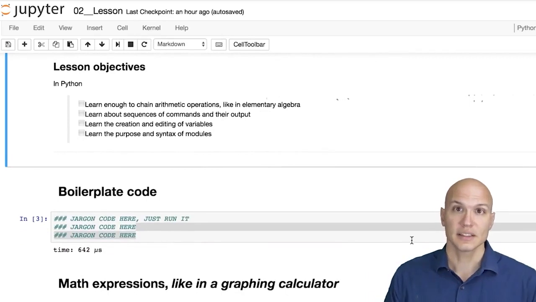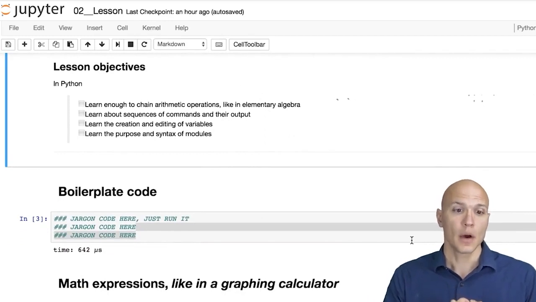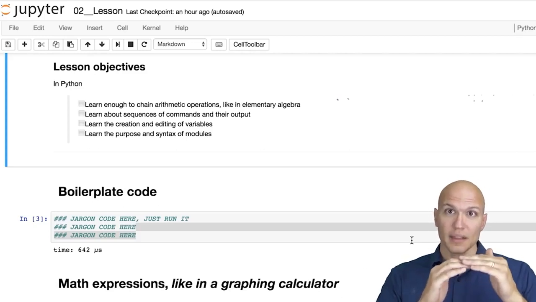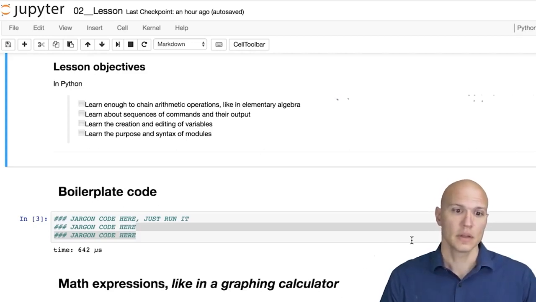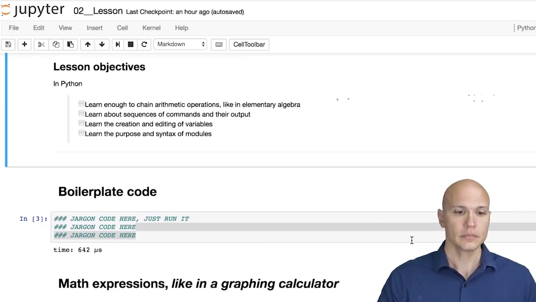The objectives of this lesson: we're going to learn to put together arithmetic operations like in basic algebra. We're going to run sequences of commands, one over the other, to make a code block that has more than one line at a time. We're going to learn how to create and change variables, and we're going to learn what modules are, a little bit of jargon.